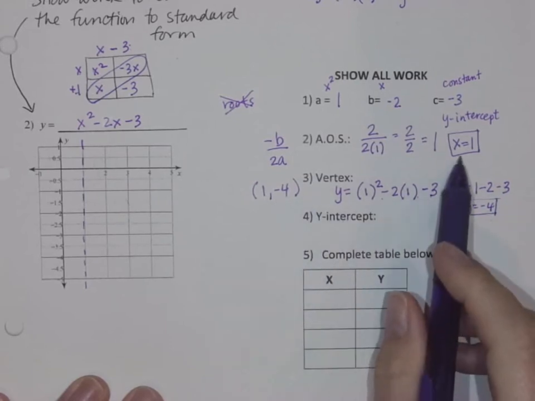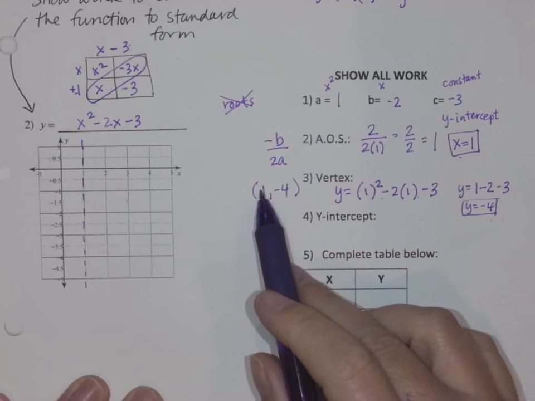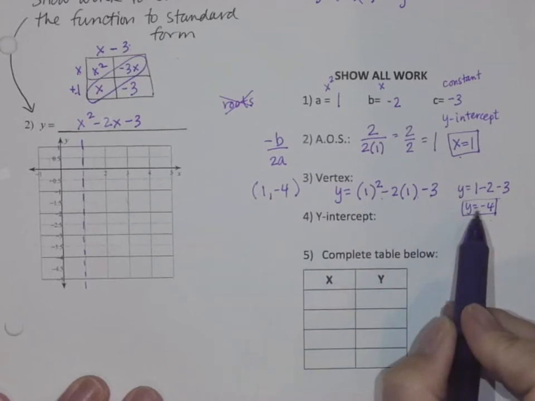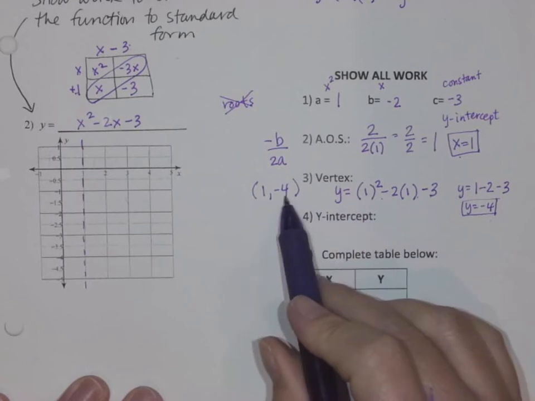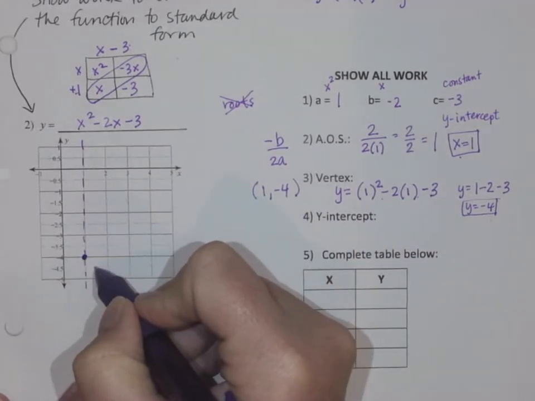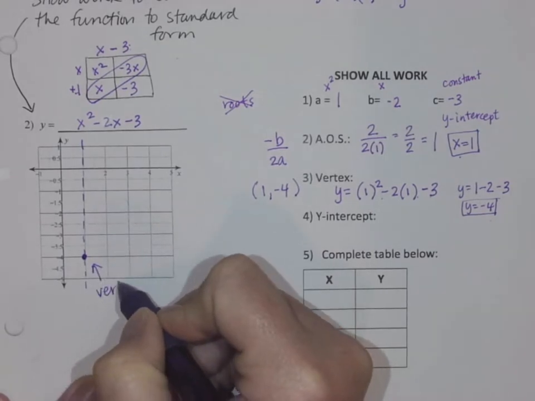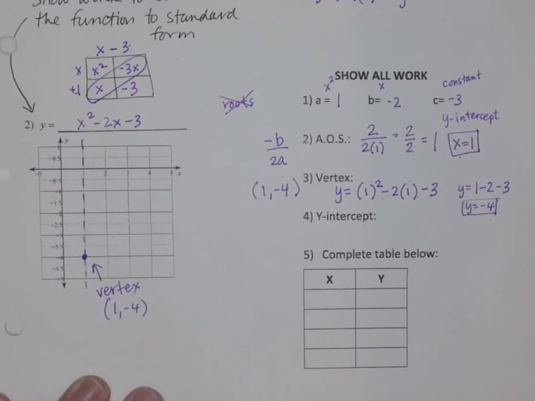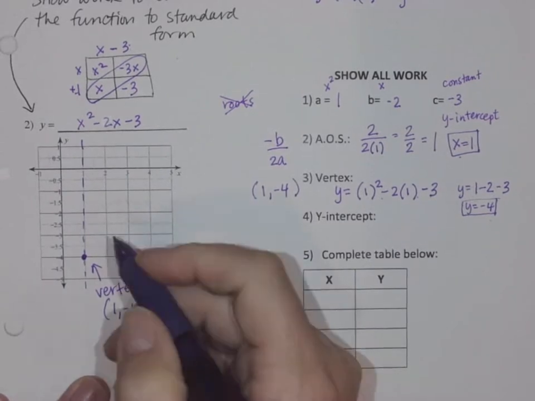Okay, so our axis of symmetry value is the x value of the vertex, and the y value that we get when we plug in the axis of symmetry is that minimum down here. Okay, so our vertex is at 1, -4, and that's all we have so far, just that one point.